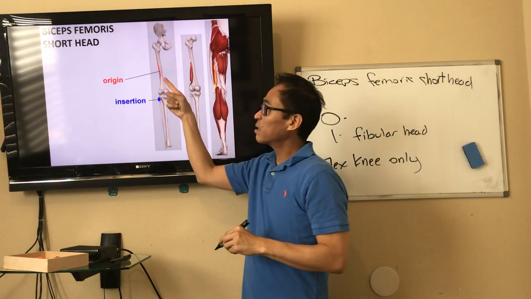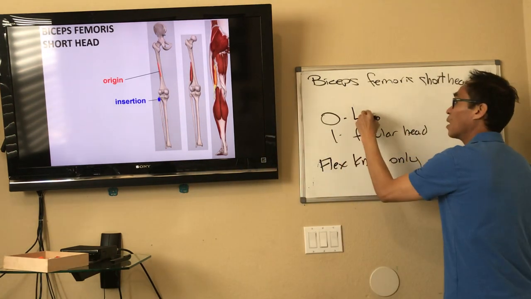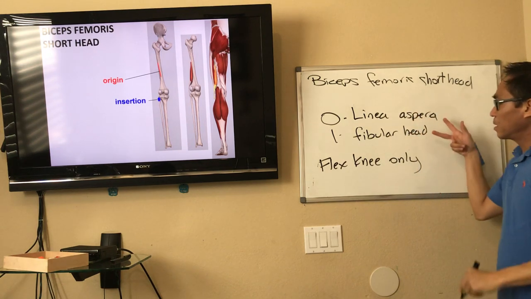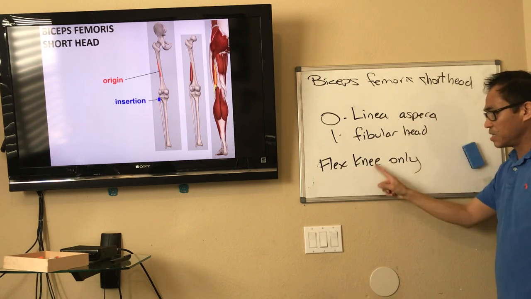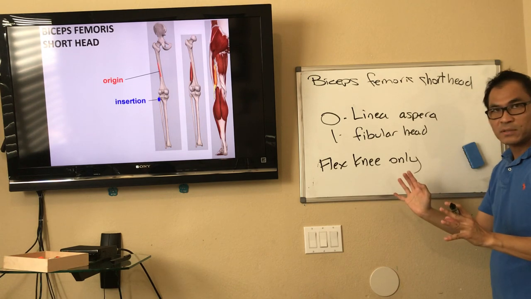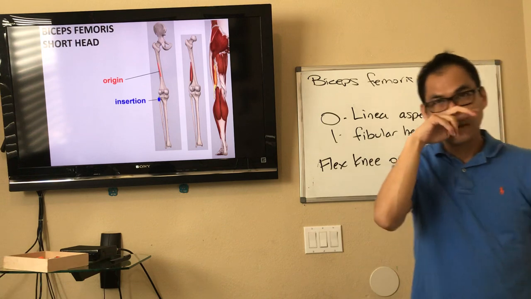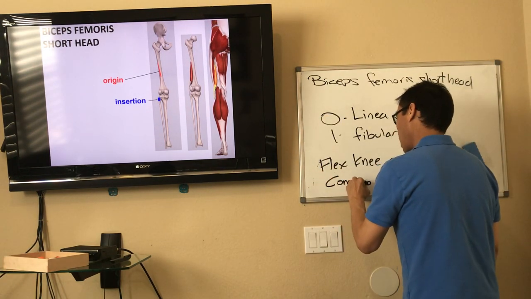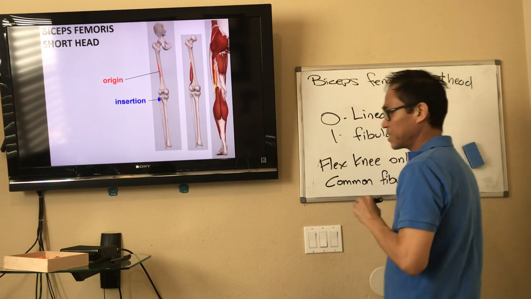So it originates on the linea aspera. It inserts in the same place, the fibular head. Because it goes from femur to fibula, it basically only crosses the knee joint. That's why it flexes the knee only. It can flex the leg, flex the knee. It can't do anything else. Okay. Innervation is also different: common fibular nerve. That's why it's the exception muscle.